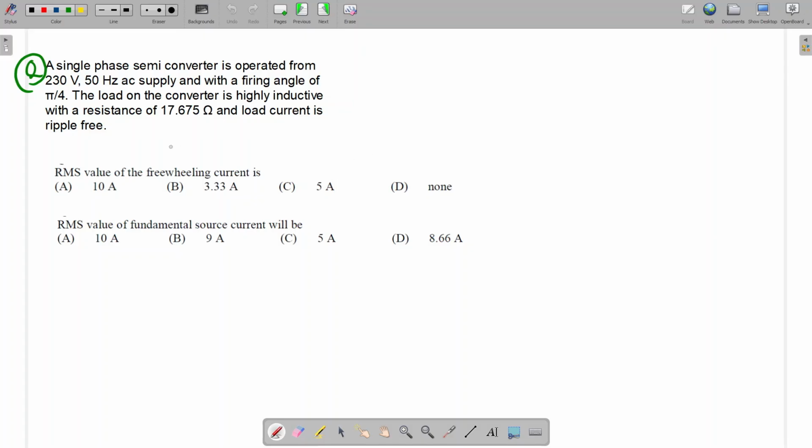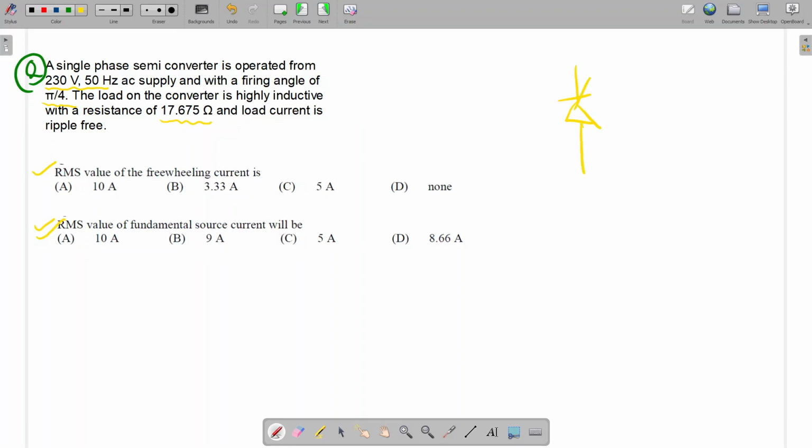So here a single phase semi converter circuit is given. A 230 volt 50 hertz AC supply is there, and the firing angle of the converter is 45 degrees. The load on the converter is highly inductive and the resistance is 17.675. So we have to calculate the RMS value of the freewheeling diode current and the RMS value of the fundamental value of the source current. First I am going to draw the circuit.